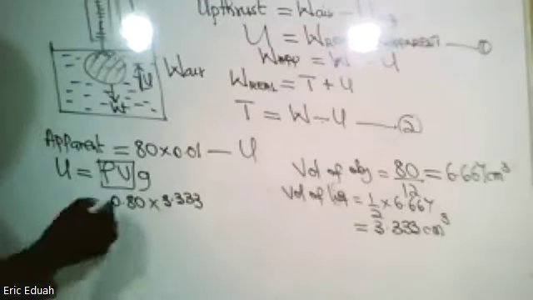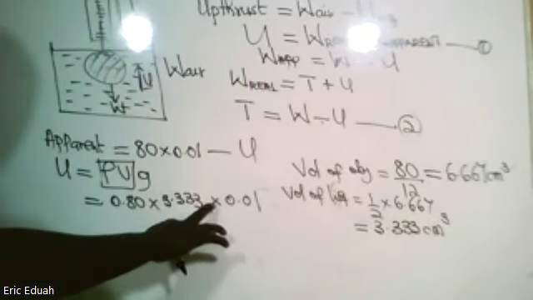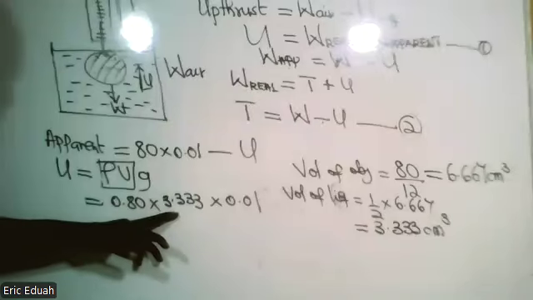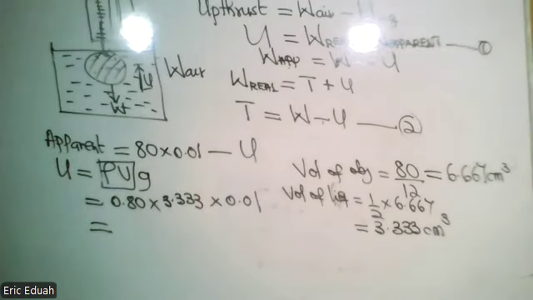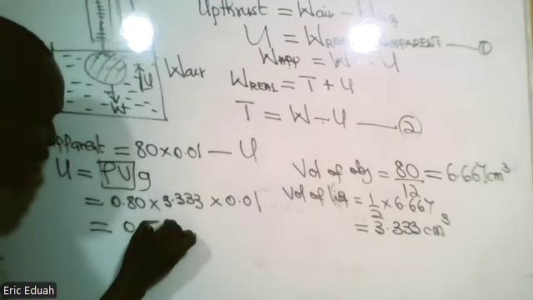3.333 times 0.01, because this is mass times gravity, so mass expressed in gram times this. Calculate this for me: 0.80 times this times 0.01. I think the answer is 0.02664 Newton. This is the upthrust.